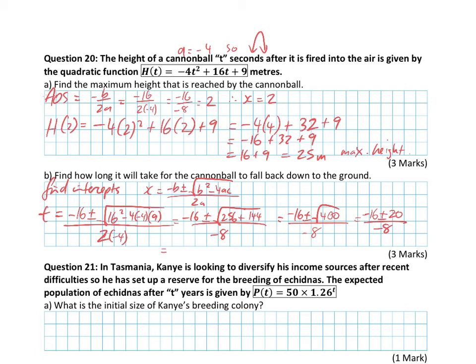Negative 16 plus 20 is going to be 4 on negative 8, or negative 16 take 20 is going to be negative 36 on 8. 4 on negative 8 is negative 1/2 or negative 0.5, or, sorry, negative 8, I forgot. Negative 36 divided by 8 is going to be positive 4.5. You can't have negative time, therefore 4.5 seconds to reach back to the ground.